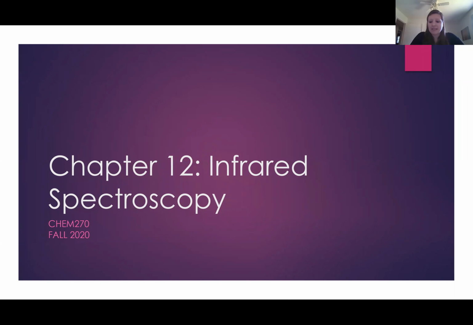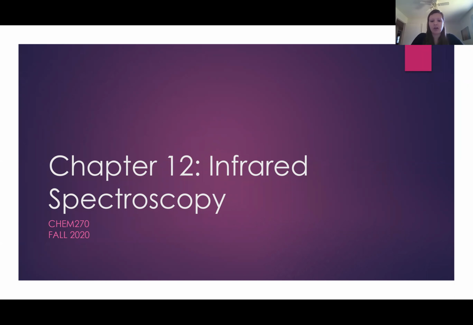Hey guys, welcome to our last section of organic for this semester. We're entering into something called molecular spectroscopy. Molecular spectroscopy is the experimental process of measuring which frequencies of radiation are absorbed or emitted by a particular substance, and then attempting to correlate patterns of energy absorption or emission with details of molecular structure.